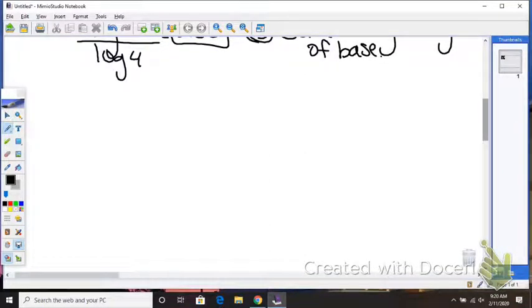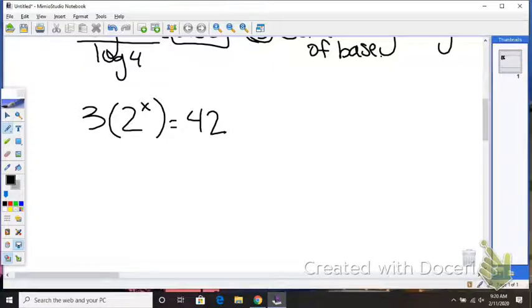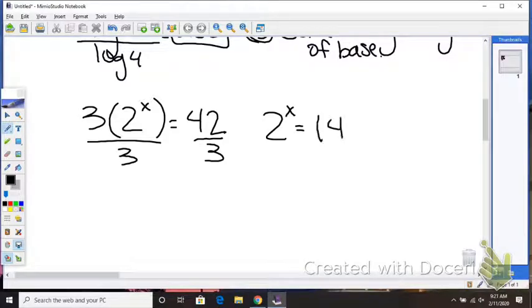Okay, so let's do this. Let me get you started on this one and I'll let you finish this one. If I have 3 times 2 to the x power equals 42. So the very first thing I have to do is get the base and exponent by itself. What do I need to move? The 3. Okay, how am I going to move it? Divide. So I have 2 to the x power equals 14. Okay, so I have the base and exponent by itself.